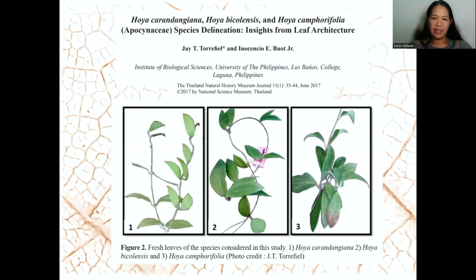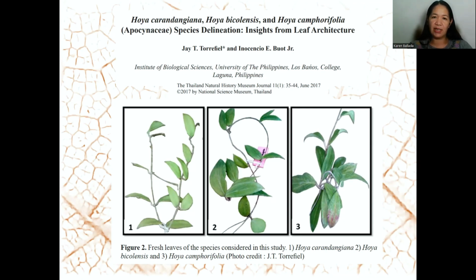So the first study was conducted in 2017 by Torrefiel and Buot on Hoya carangdangiana, Hoya bicolensis, and Hoya camphorifolia. As you can see in this illustration, these three species of Hoya without their reproductive structures look very similar. So it is possible that there would be some issues or confusions in their identification. This is the time where the results of leaf architecture analysis can actually be very useful.